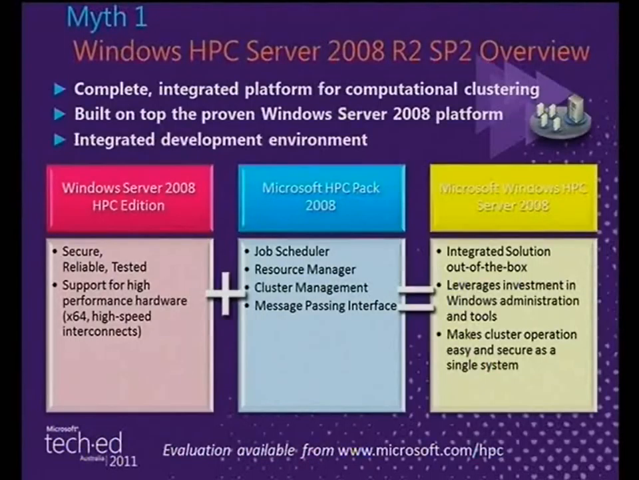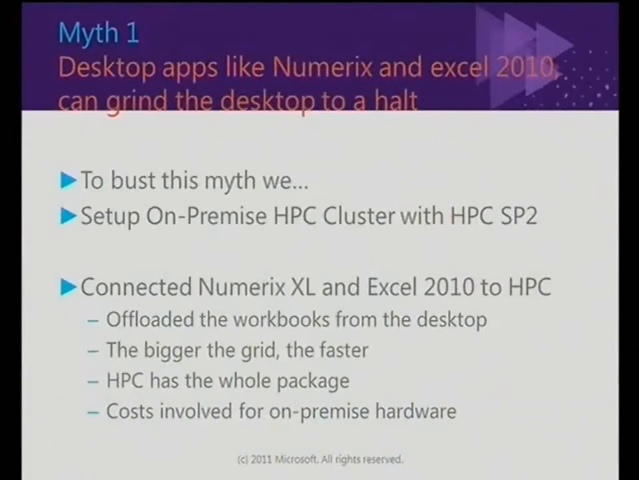HPC is what we looked at to plug into the back of Excel. We went and built an HPC Service Pack 2 platform, connected it up to numerics, took the workbook that was running on the desktop, offloaded that to HPC, to the compute grid, and ran it. The more compute nodes that are in your HPC grid, in your compute group, essentially the faster this thing is going to run. It's going to scale to a point. We're going to talk about that.